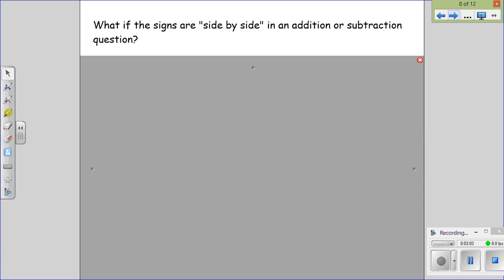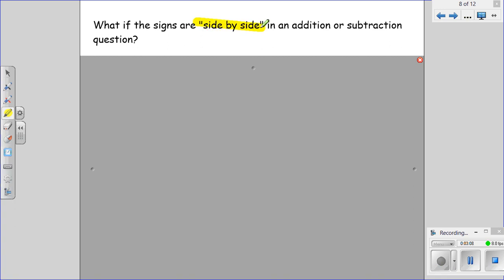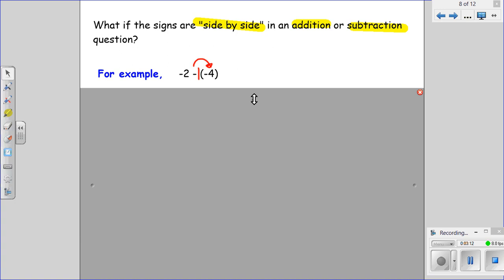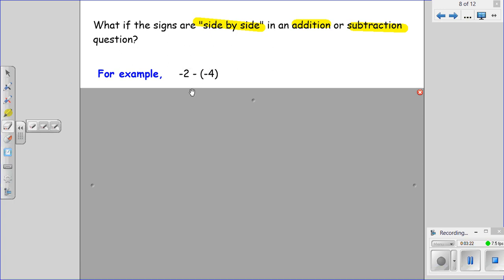Now, something we haven't talked about yet is what if the signs are side by side in an addition or a subtraction equation? For example, if I have -2 subtract -4. If I look at that, and that shouldn't be there yet. That should look like that. -2 subtract -4.